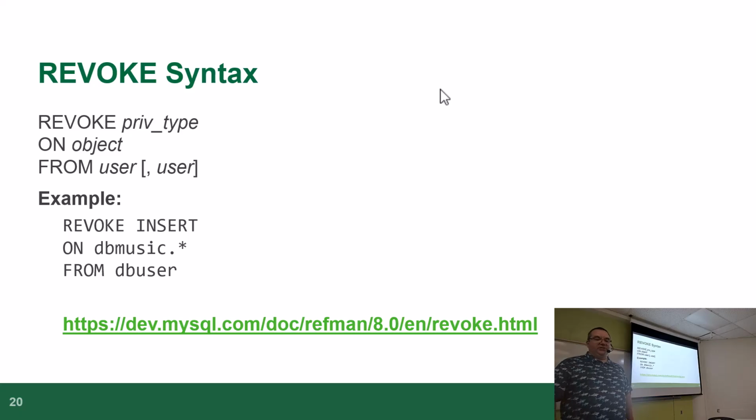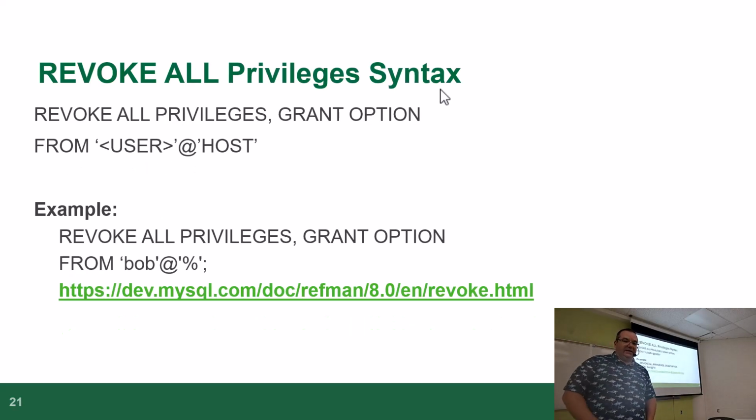Revoke. You revoke type of privilege on what to who. So revoke insert on dbmusic star from db user. That means the user can only update and delete, but he cannot add. Again, a link to the syntax reference. And if you want to take away everything from a person in one fell swoop, it's revoke all privileges, grant option. Be safe to make sure that they're not allowed to grant anything. So can't assume that that's good. From, in this case, it's Bob at %. So it's saying Bob at any host is not allowed to do anything anymore. And again, a link to the documentation. This is the documentation version 8. I think we're on version 8.4 or 8.5 now, but really that hasn't changed.